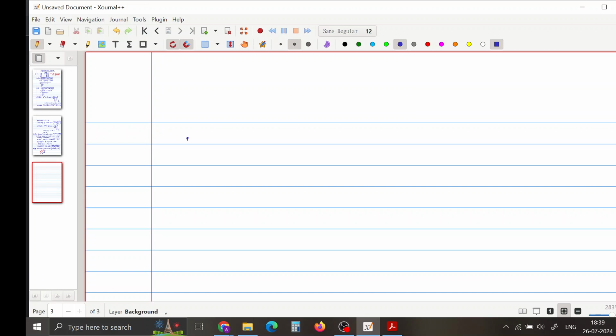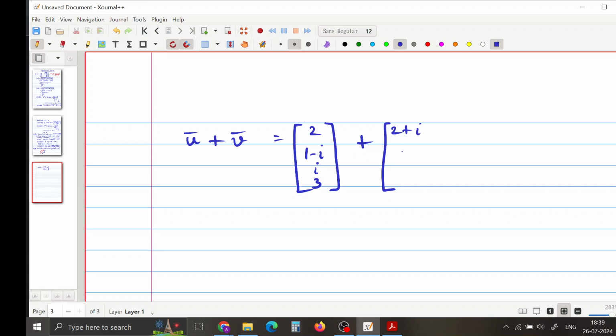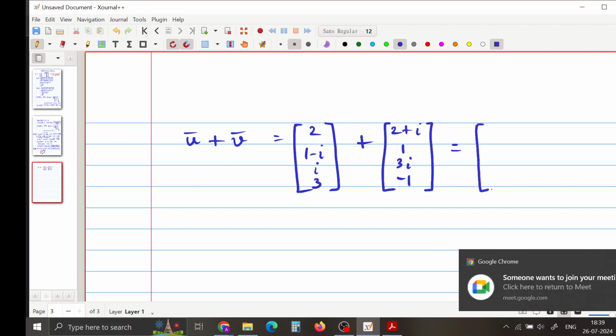So what is u plus v? We have to add these two vectors. The first vector is 2, 1 minus i, and 3. The second vector is the vector v, which is 2 plus i, 1, 3i, and minus 1. Can someone quickly tell me the result of this addition?